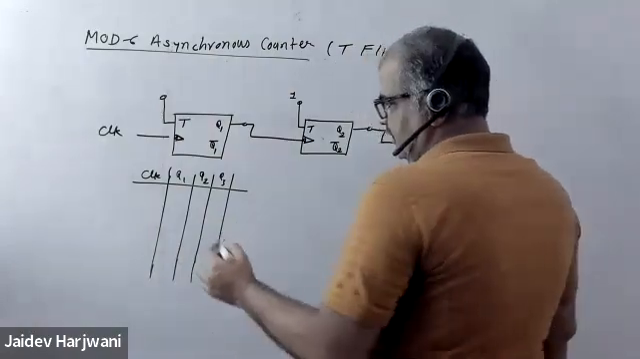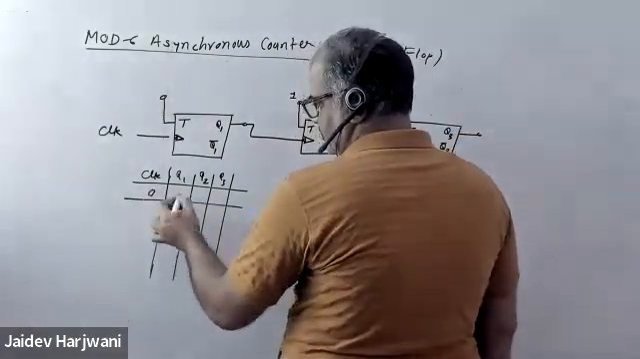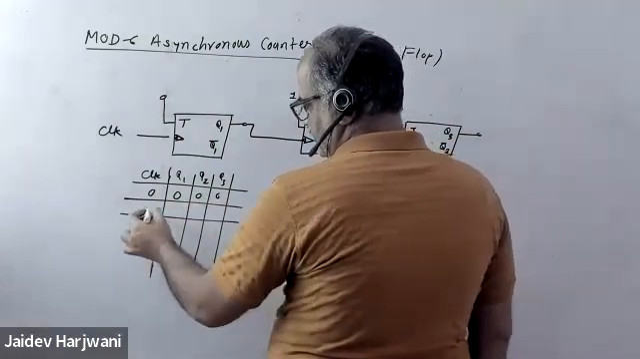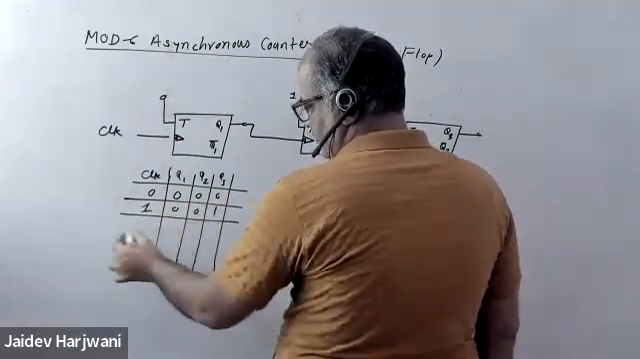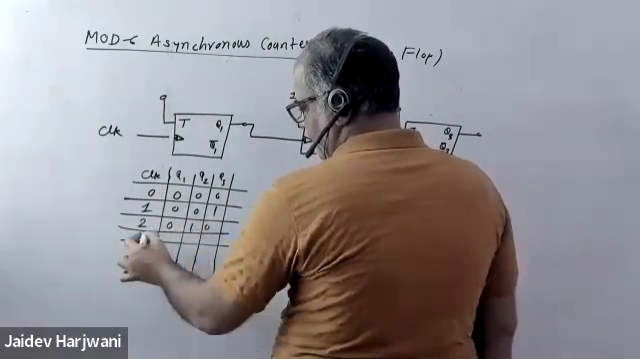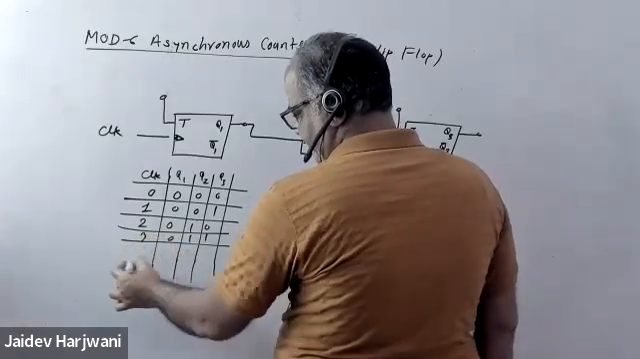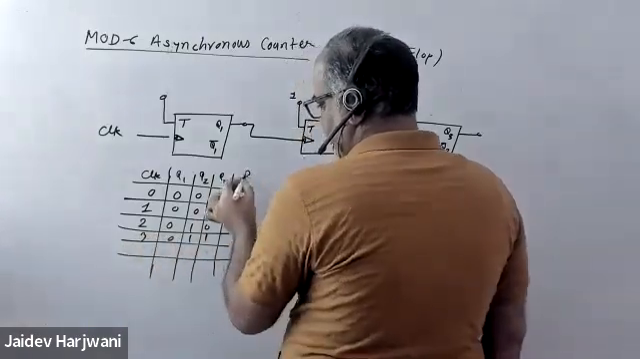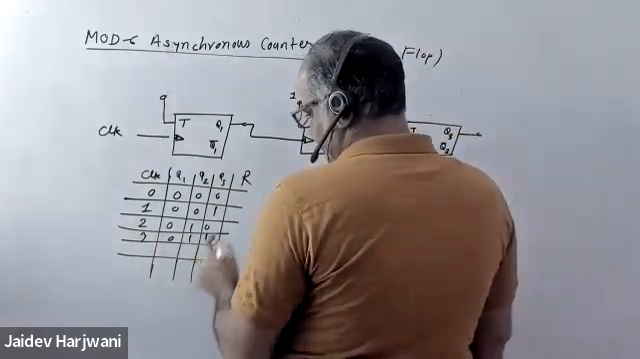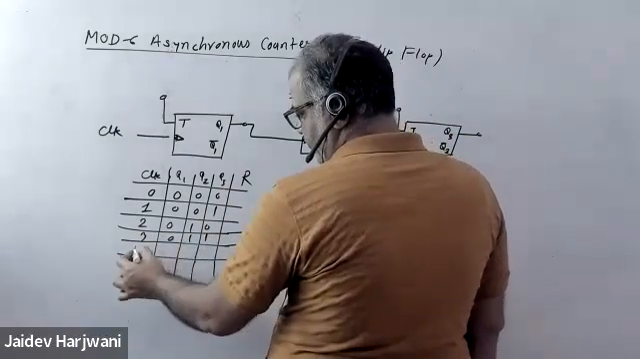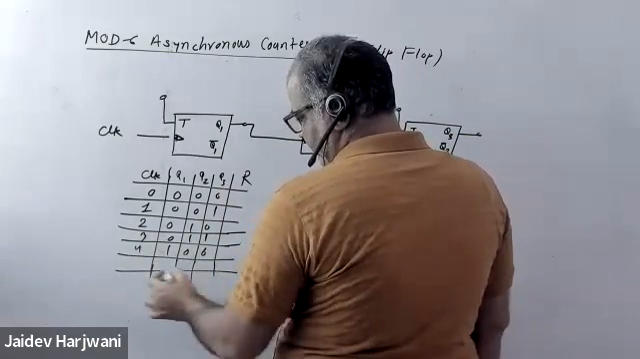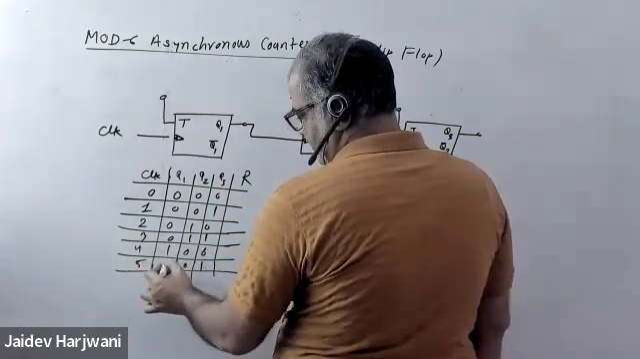For example, when clock is 0, we should get 000. When clock is first, I should get 001 state. When clock is 2, I should get 010 state. When clock is 3, I should get 011. And here I'm putting a reset parameter, because I want the state to reset. The 4th will be your 100. Now the 5th will be your 101.